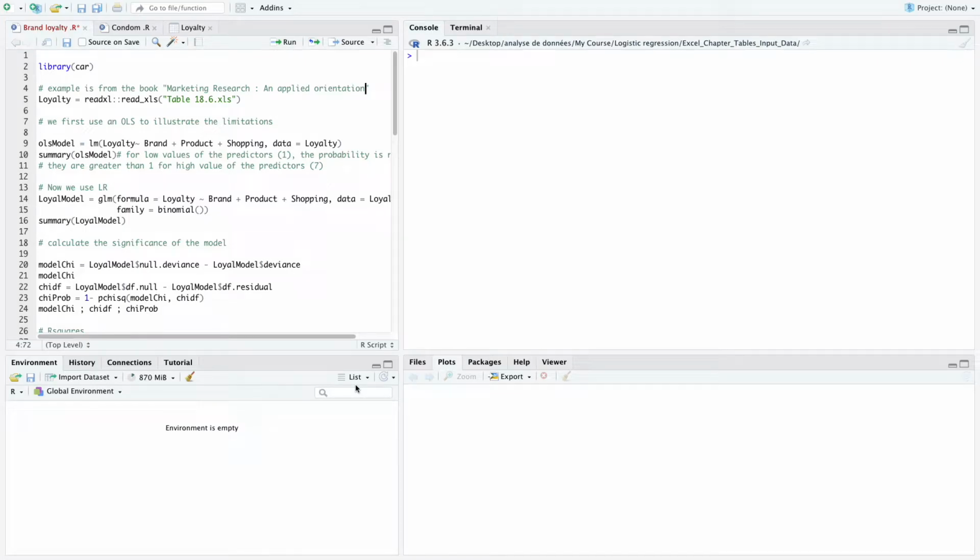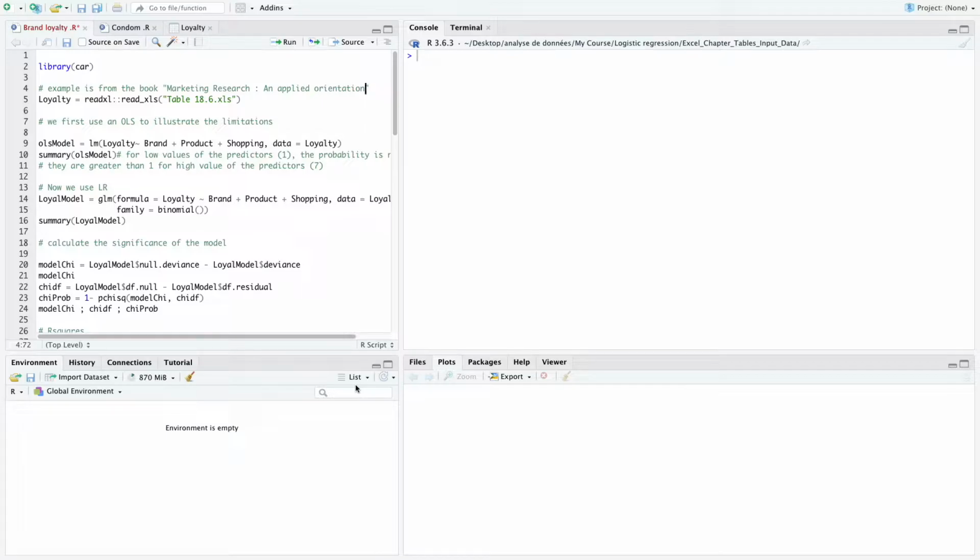In this video, I'll show you how to do logistic regression from A to Z. We will use an example from the book Marketing Research: An Applied Orientation. The example is very nice.